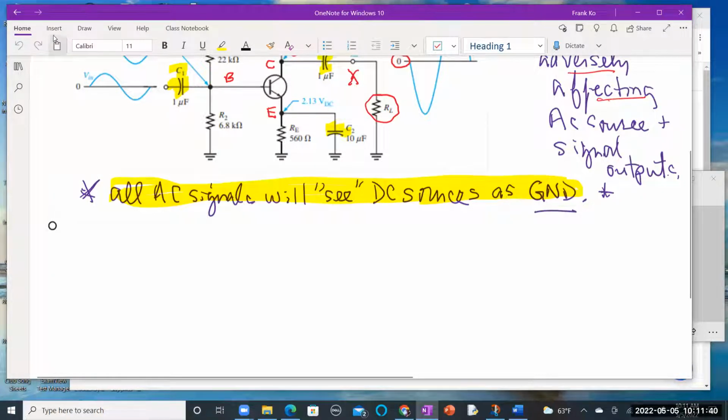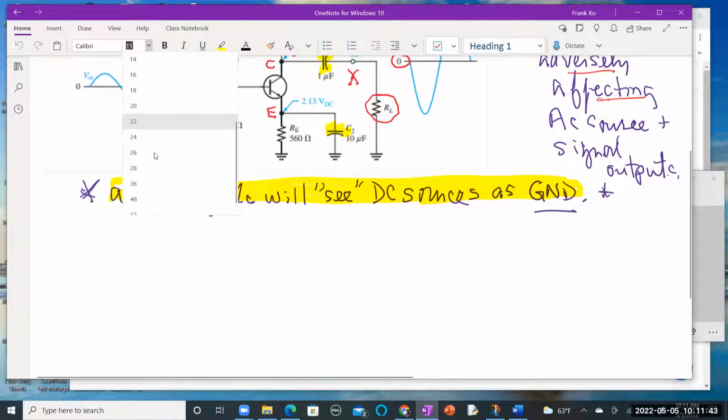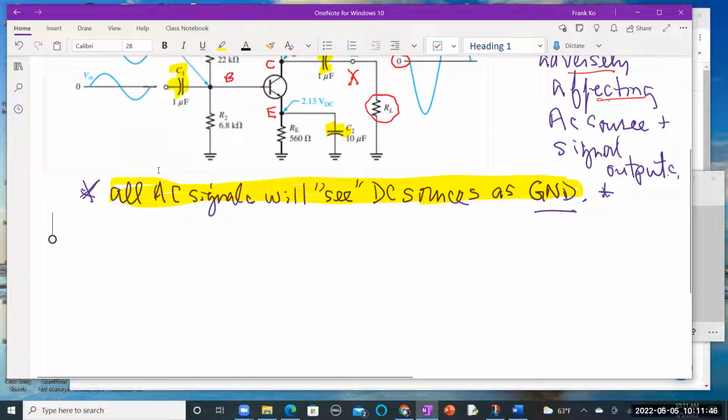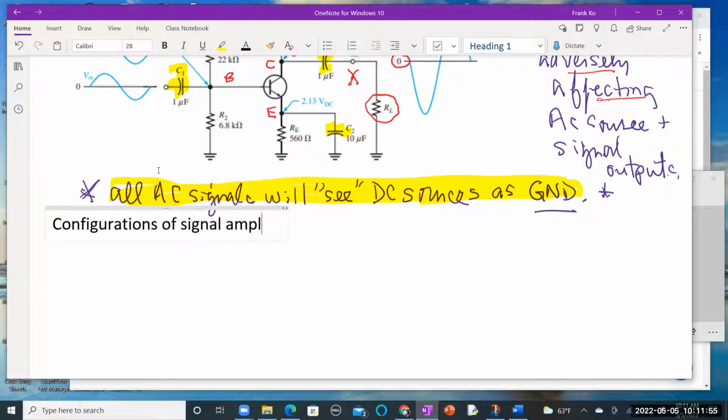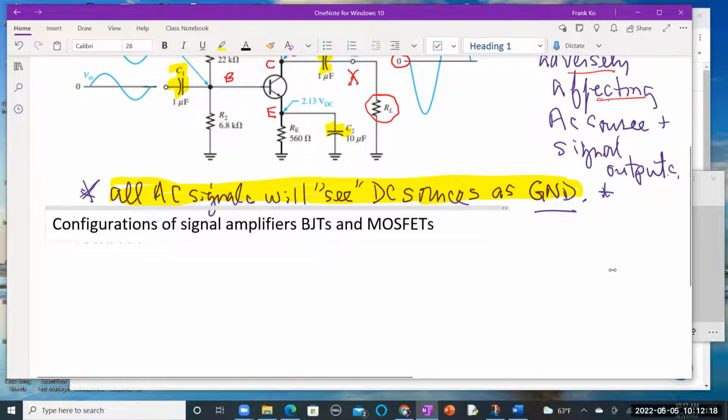But let's start off with this. Let me go ahead and change the size of the type. Configurations of signal amplifiers. And this will pertain to BJTs and MOSFETs. I'll slide into here. All right, so here we go.